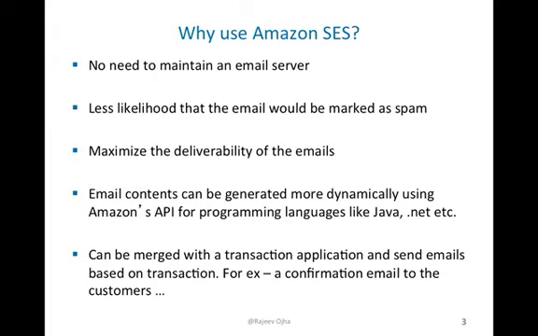The email content can be generated more dynamically using Amazon's API for programming languages like Java, .NET, and others. I have used Java in my example, as I will demonstrate in a minute. It can be merged with other transaction applications, and emails can be sent as notifications or confirmations. So it can be merged with your transaction system as well.